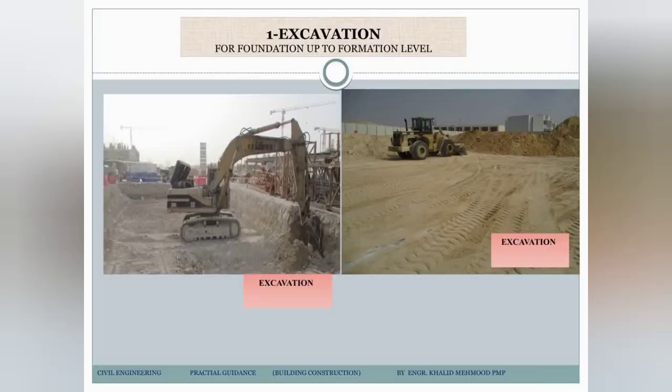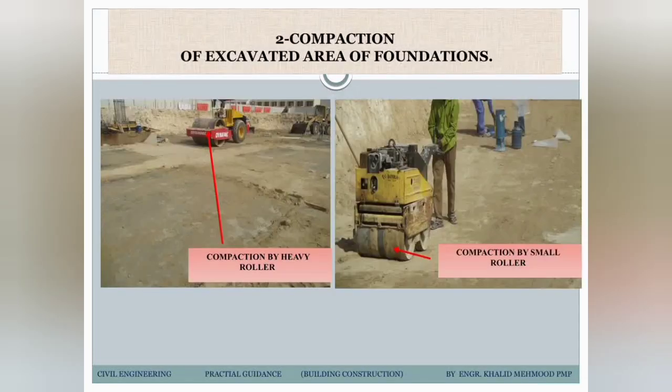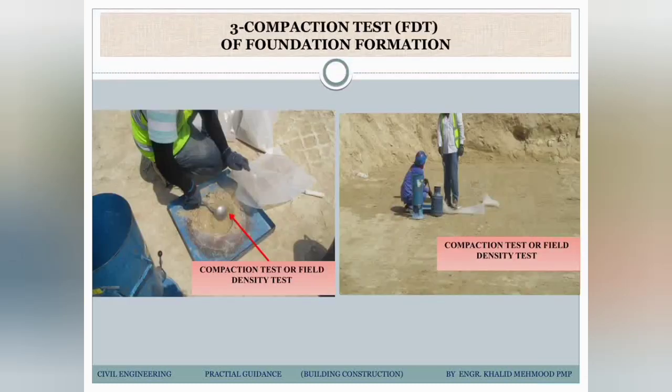So we'll start from the excavation. You can see we will do the excavation for the whole plot. We'll do the excavation until the bottom of foundations. After we did the excavation, we will do the compaction of the whole plot. This compaction is very important so that there should be less risk of any settlement in the future. After the excavation and compaction are done, we will carry out the compaction test of the compacted area.